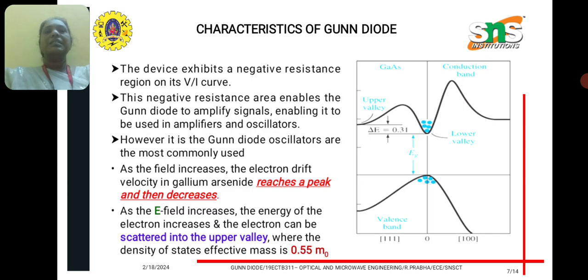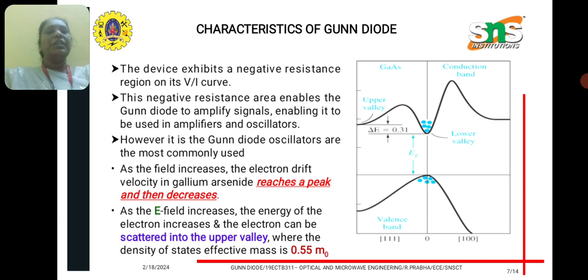So this device exhibits the negative resistance region on the voltage-current characteristics curve. This negative resistance area enables the Gunn diode to amplify signals, enabling it to be used in amplifiers or oscillators. However, Gunn diode oscillators are most commonly used. As the field increases, the electron drift velocity in gallium arsenide reaches a peak and then decreases. In the diagram it is shown, and it is called the negative resistance characteristic.